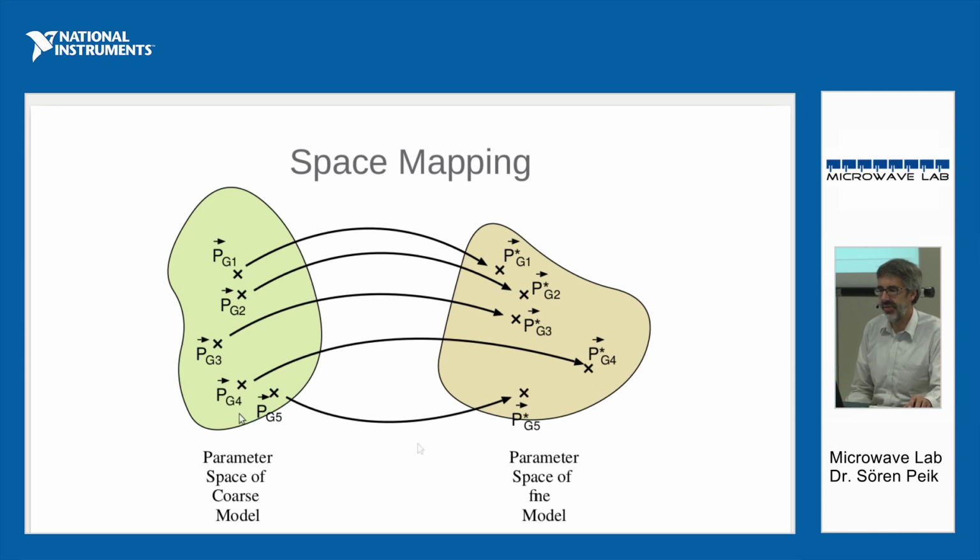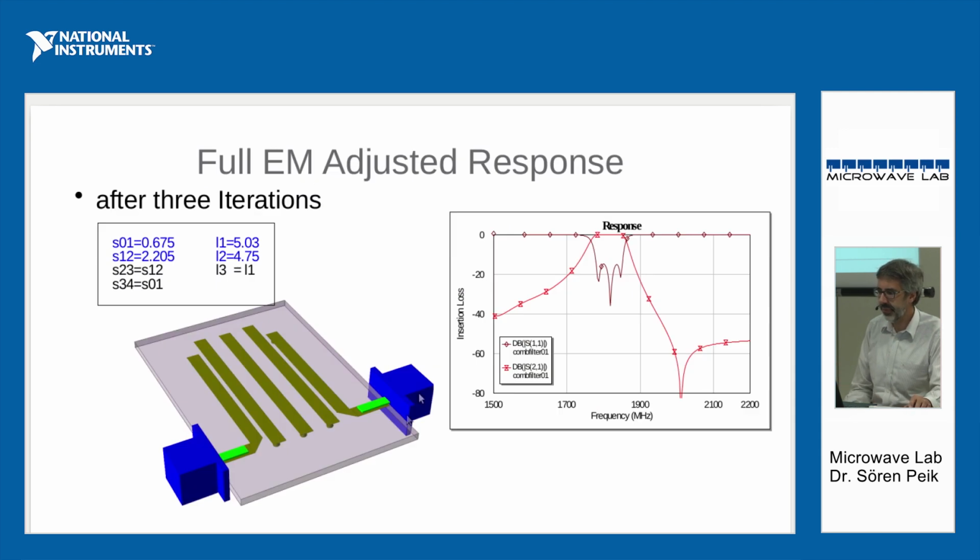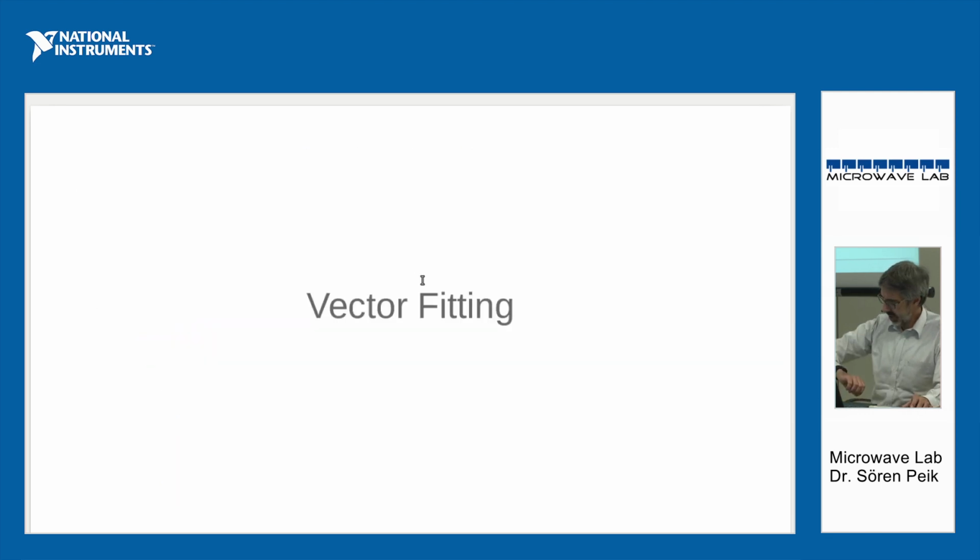So you have the real values and you have the mapped values. By doing this, I just need about 3 iterations, and the 3 iterations bring me to this full EM simulated response. So you do a 3-pole planar filter with 3 EM simulations, and you get it right on. Which is okay. Good.